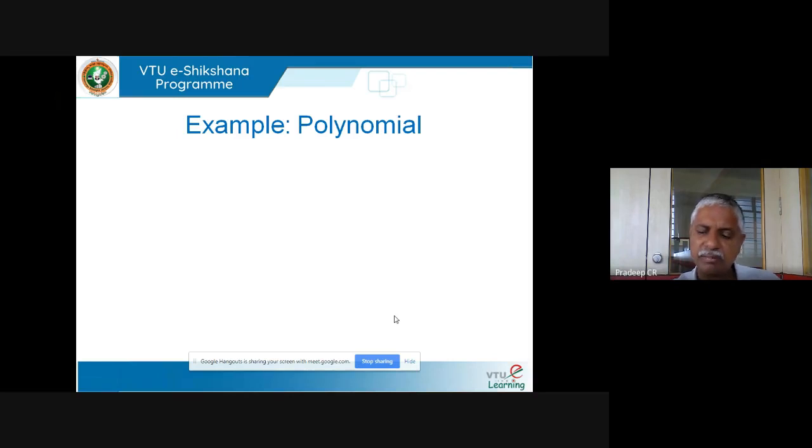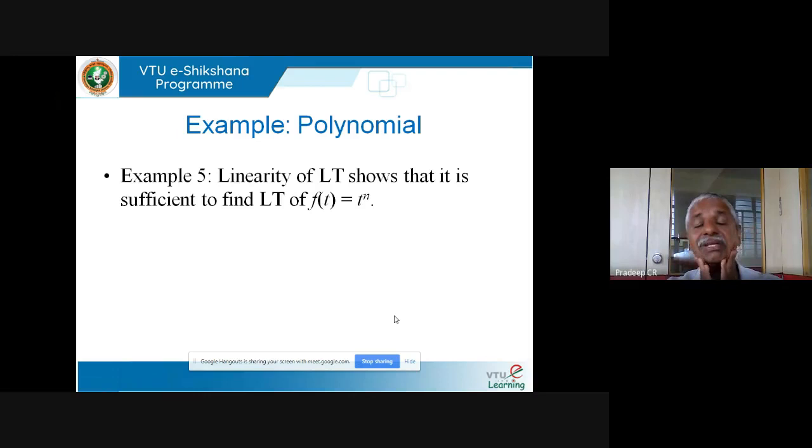Now we will try to find the Laplace transform of a polynomial. I will not bother about a general polynomial; I will find it for a monomial. Why? Because if I know the Laplace transform of t power n, I know the Laplace transform of 3t power n. How do I know? I will just pull out the 3, that's all. I know the Laplace transform of t power n plus 3t to the power n minus 1, because if I know L of t power n, I know L of t power n minus 1 also.